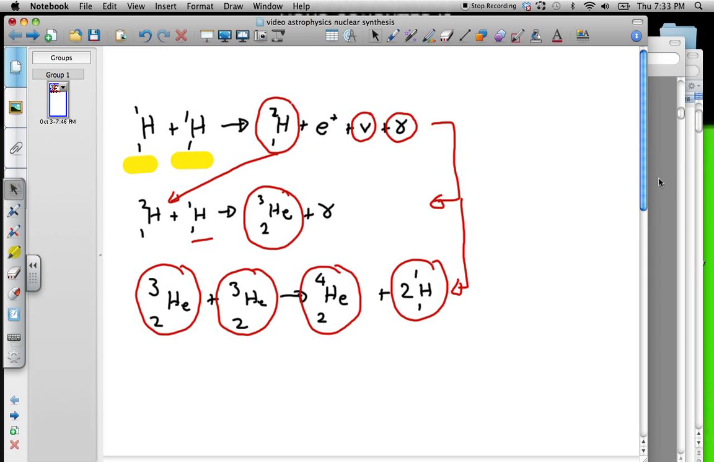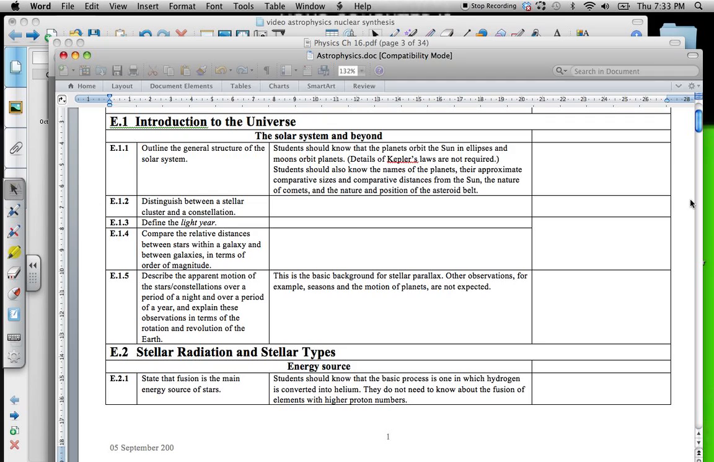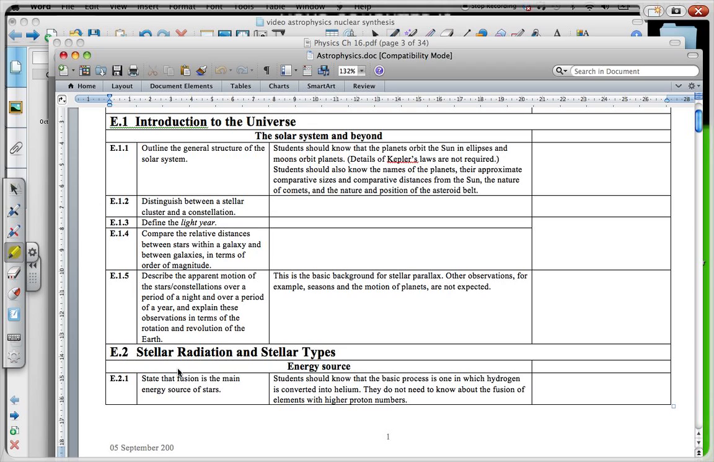So going back to our notes over here, I think it covers most of it. I've discussed a little bit on this point over here. State that fusion is the main energy source of stars, and we are just interested in here hydrogen is converted to helium, so we saw that over there. So that's the energy that our sun is producing for us at this time.